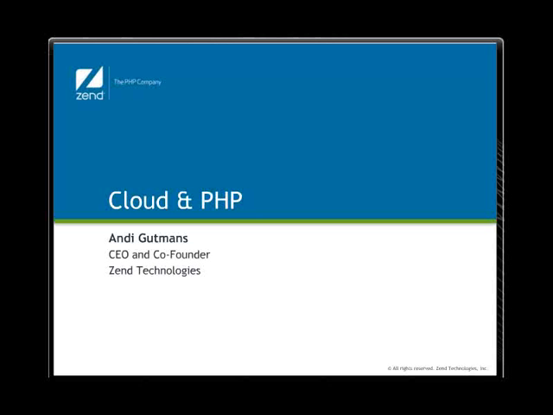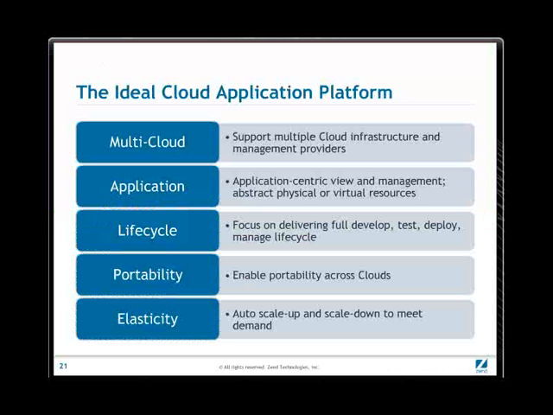When we think about what is the ideal application platform in the cloud, I think there are a variety of tenets that you should be thinking about. The first one is multi-cloud. If you're using a cloud platform to build your cloud-native application, are you using a solution that can actually help support you in multiple cloud environments? Really give you the choice to deploy on Amazon, Rackspace, and a private cloud environment based on your needs.